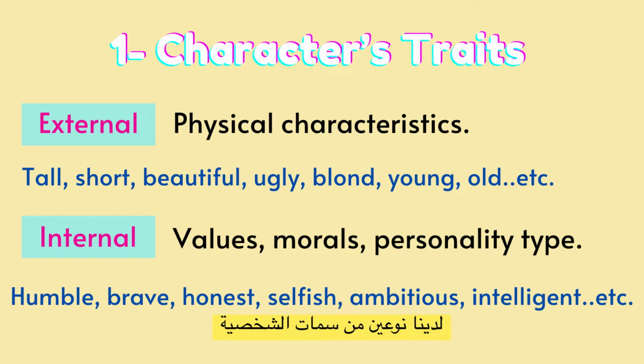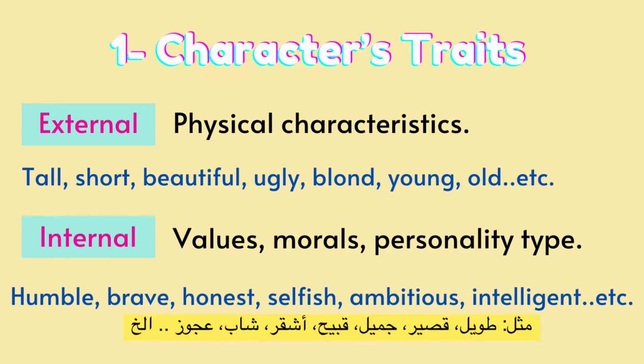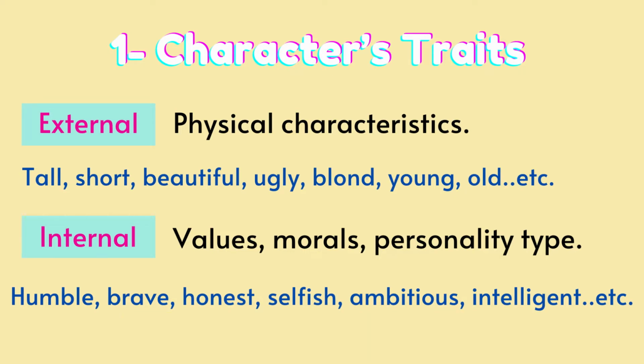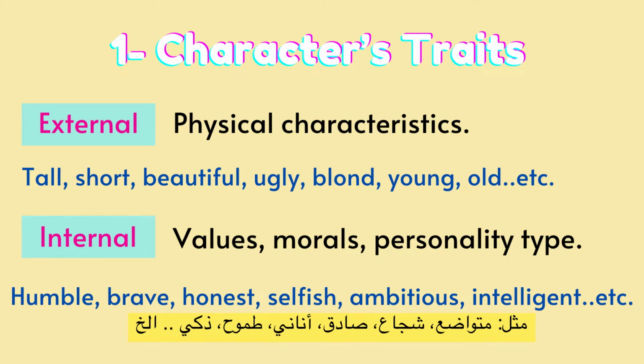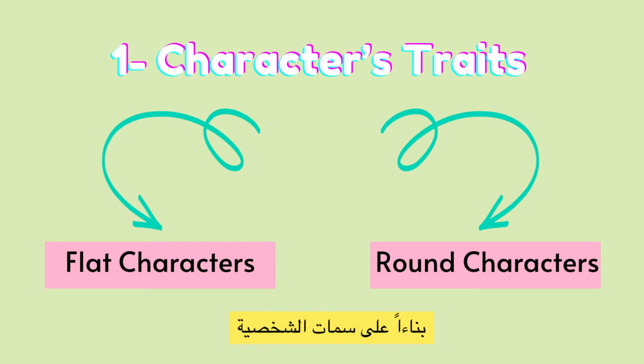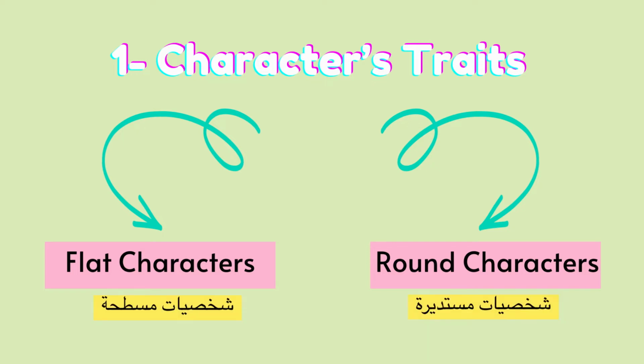We have 2 types of characters' traits, external traits and internal traits. External traits are the physical characteristics, such as tall, short, beautiful, ugly, blonde, young, old, etc. Internal traits are the values, the morals, the personality type, such as humble, brave, honest, selfish, ambitious, intelligent, etc. Based on characters' traits, we can classify characters into 2 groups, flat characters and round characters.